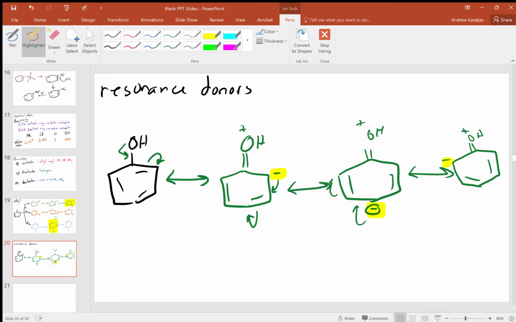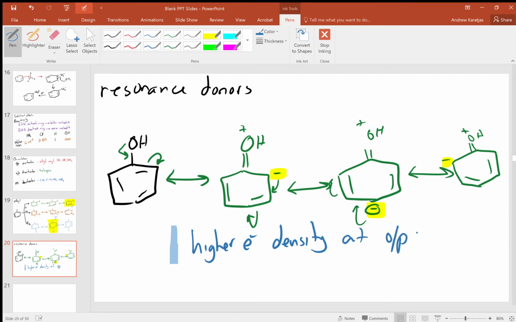What that means is we have higher electron density at the ortho para positions compared to the meta position. And that means that our ortho para positions are going to be more nucleophilic.